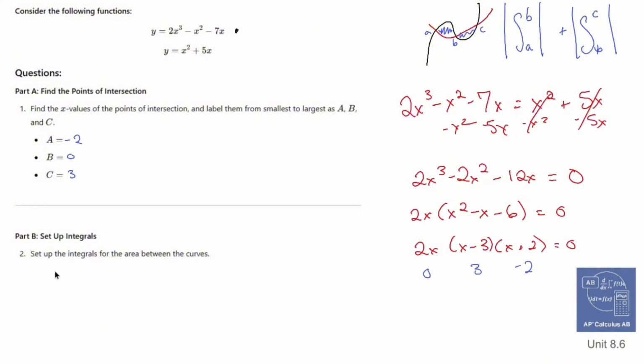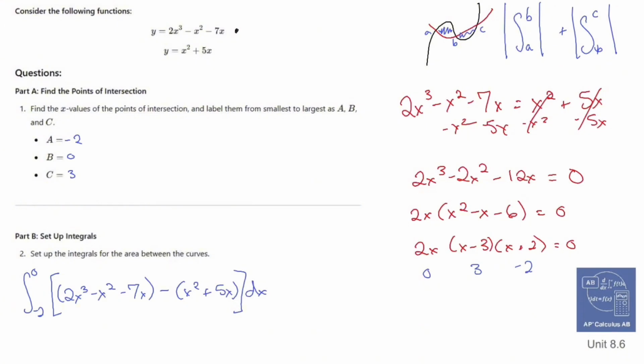All right, so what I'm going to do is set up from a to b, which would be from negative 2 to 0, and we just take one minus the other. Now, if my picture is accurate, in this case the upper curve is going to be the cubic. Again, not that it matters. If for some reason I were to do lower minus upper, I'd get a negative and I'd just make it positive anyway. But I'm going to try to be consistent. And so this is going to be 2x cubed minus x squared minus 7x, minus that whole thing right there, x squared plus 5x, close it, dx.